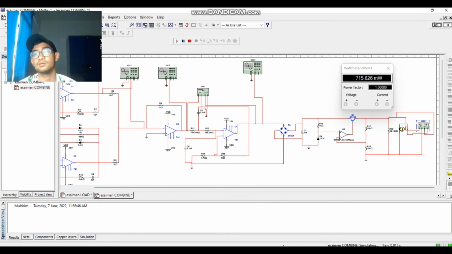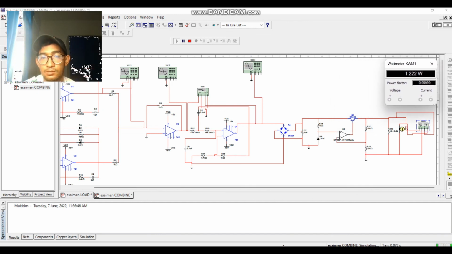For the wattmeter reading, I will get 1.22 watt, which is also near to the 1 watt that we required. So this is the result of the experiment after we combine all the circuits.